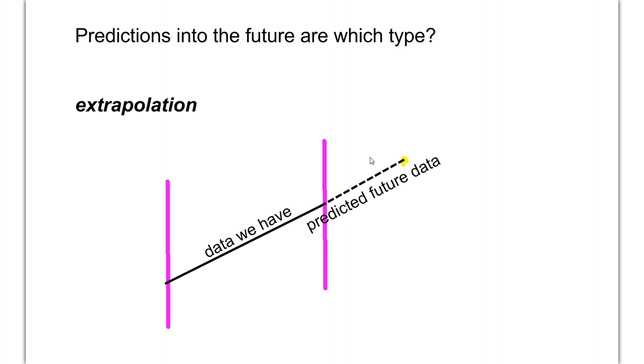Because they're predicting things based on the past data, as things change, you have no idea how that future data is going to change. So you need to be very careful when you extrapolate. Interpolation is a much safer operation.